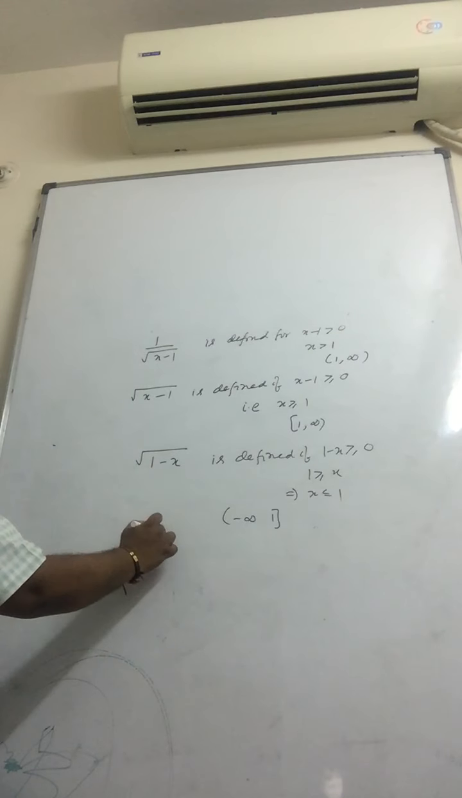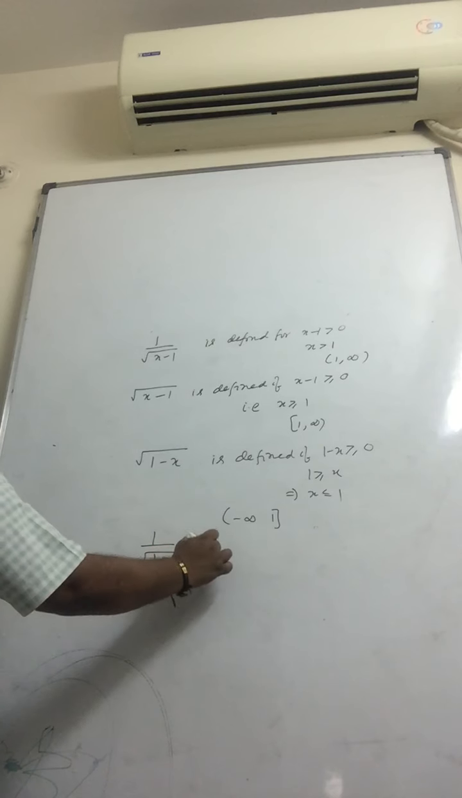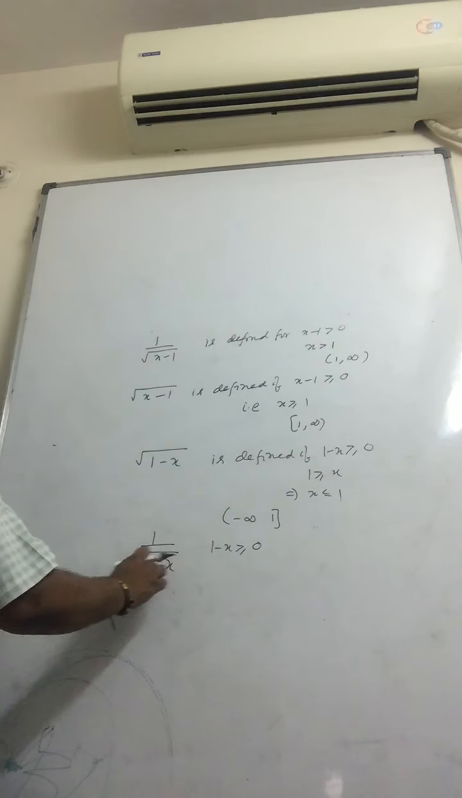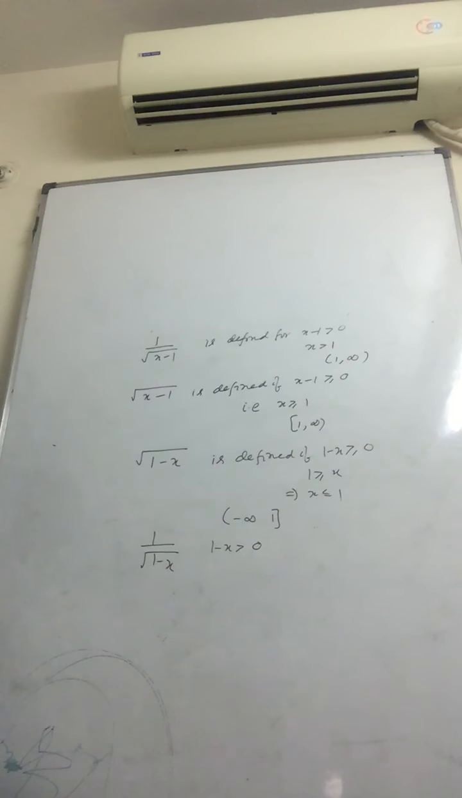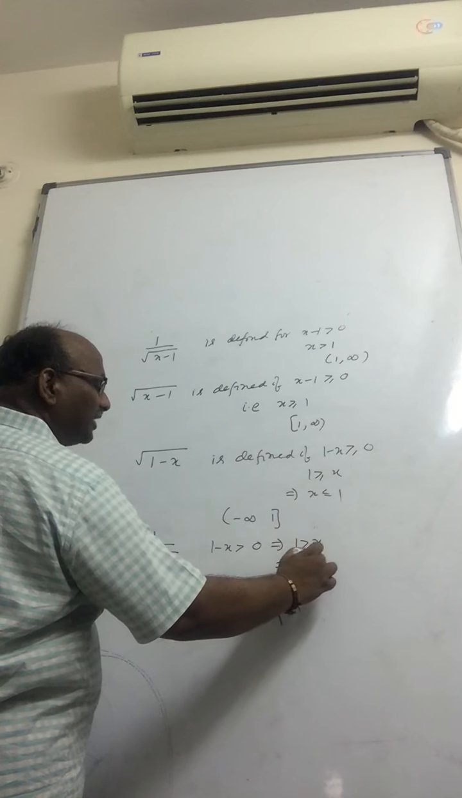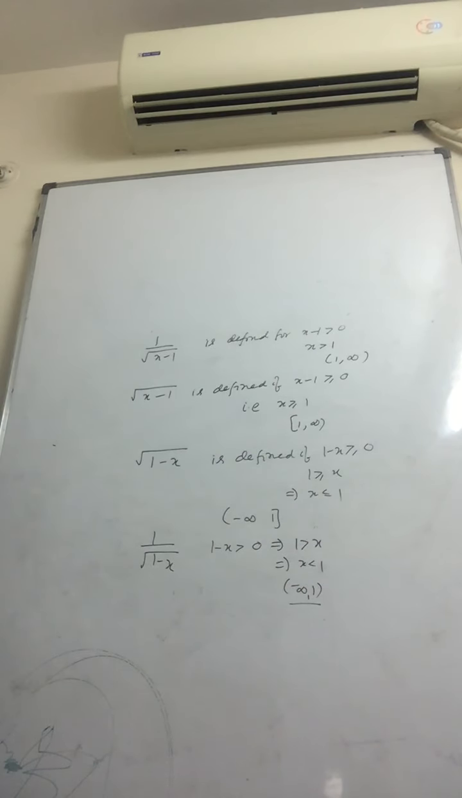So let us consider 1 by root of 1 minus x. Actually the root is defined for 1 minus x greater than or equal to 0, but since it is in the denominator, I cannot consider equality. So here I will write 1 greater than x, or x less than 1. So minus infinity to 1. So this is the third case where many real numbers are removed while evaluating the domain of the function.